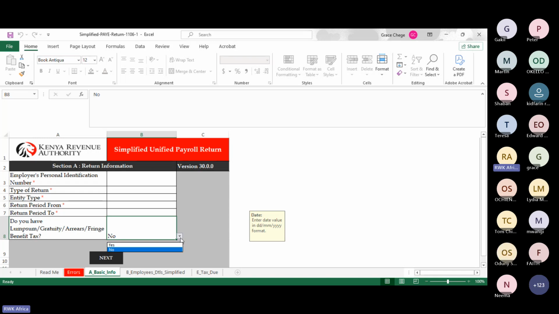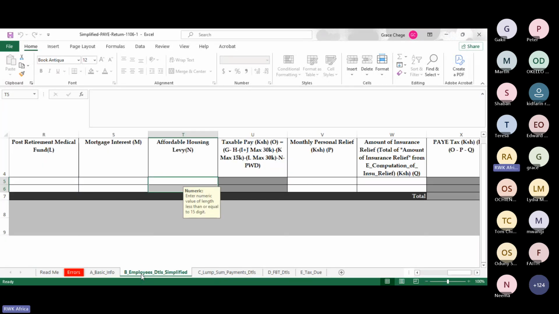So in the case where you have these incomes, when you click on yes, it's going to open up 2 additional sheets of the lump sum payments and the fringe benefits. So if you do not use these sheets, there's no need of opening them up. You can just maintain the sheet on employees' business details and the tax due.